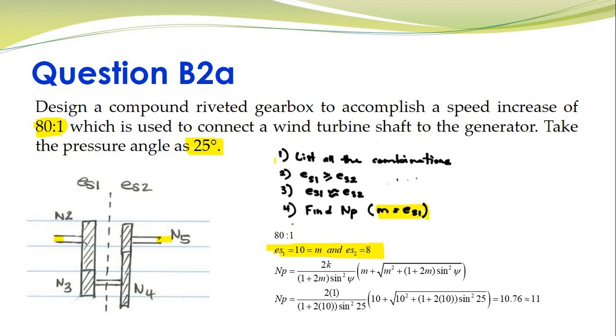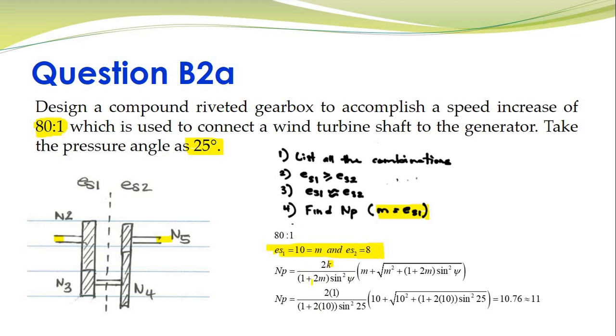After going through steps 1 to 3, I said that my combination is 10:8, and ES1 is 10 and ES2 is 8. Now this formula will be given, or you have to use this formula to find your NP. K over here is the tooth depth, and it is always assumed to be 1 unless specified otherwise. M is the same as your ES1, so M was 10.